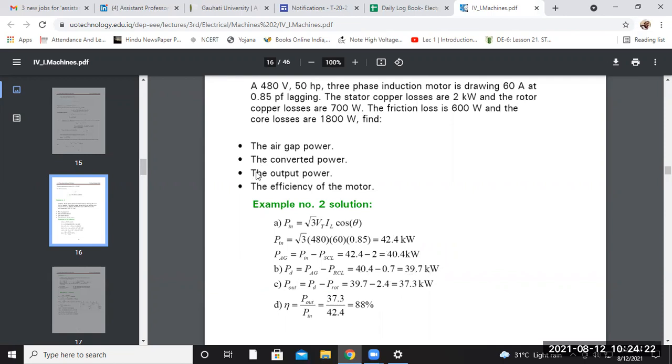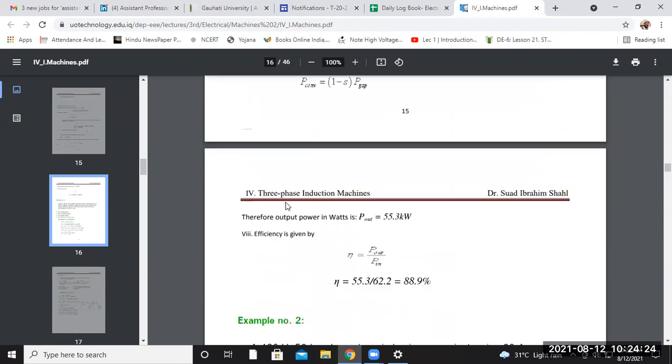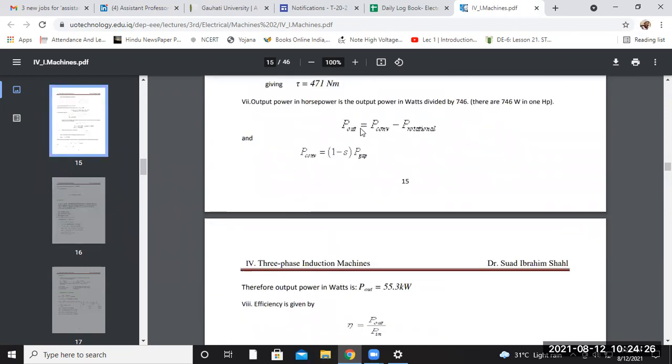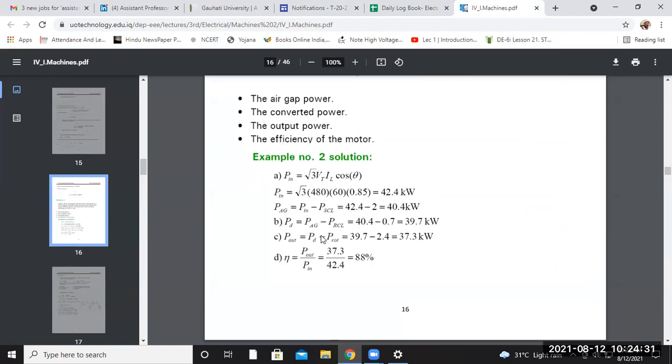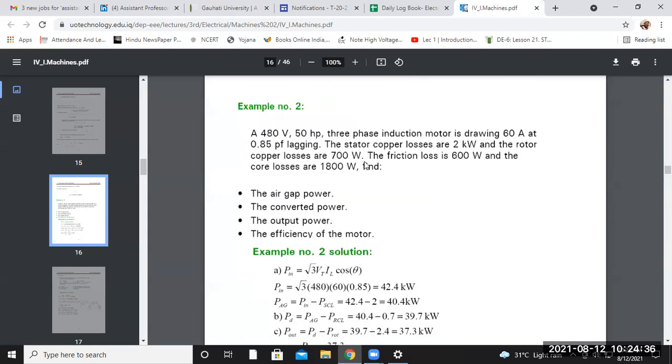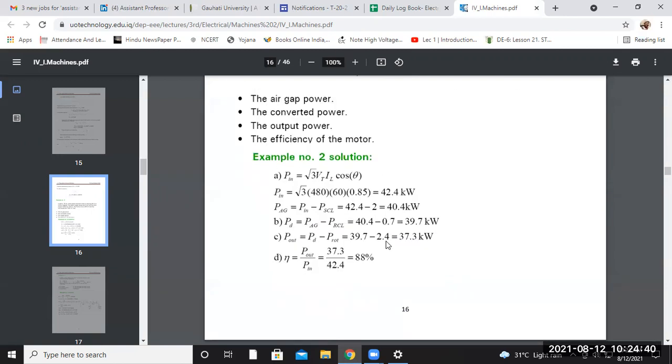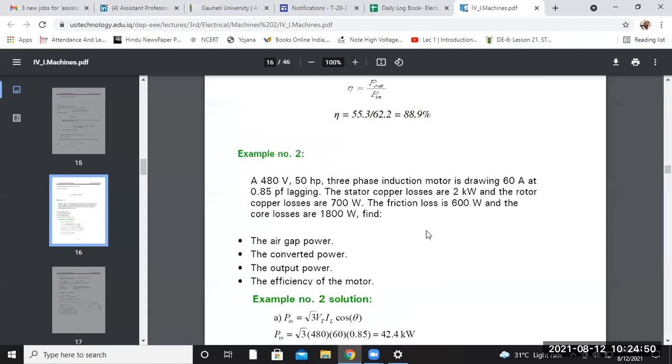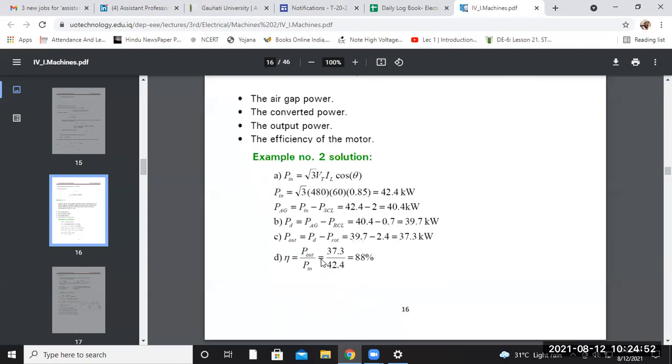Your converted power is 39.7 kilowatt. Now the next part is the output power. The output power is the converted power minus the rotational power. Rotational loss is given: friction loss and core loss combine to give 2.4 kilowatt, and the converted power is 39.7. Using that concept, you will get the output power as 37.3 kilowatt.